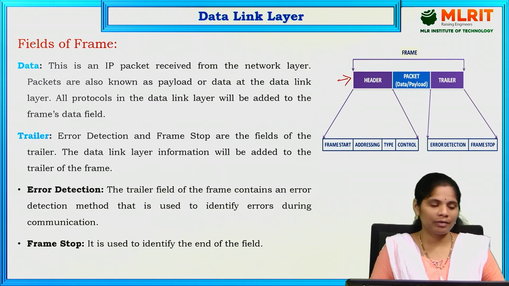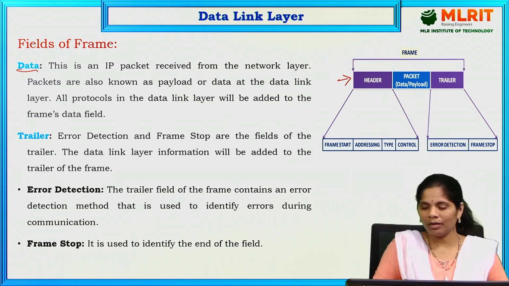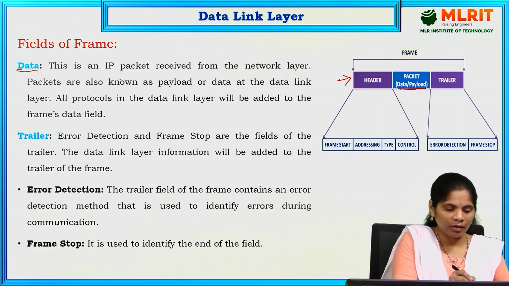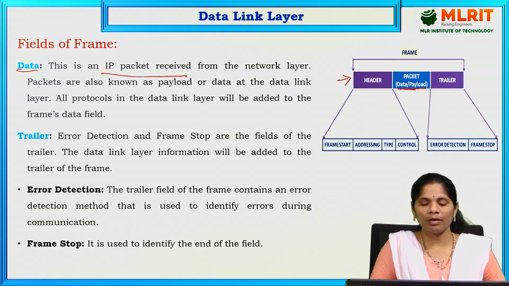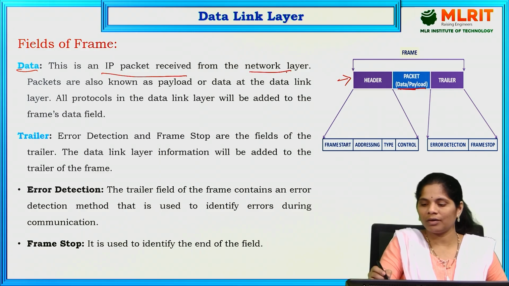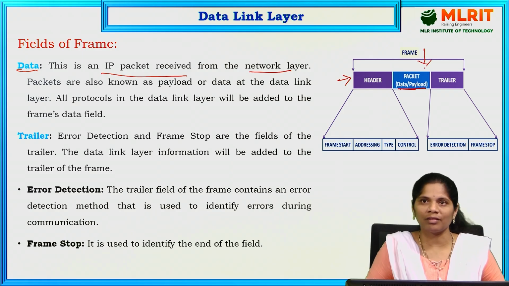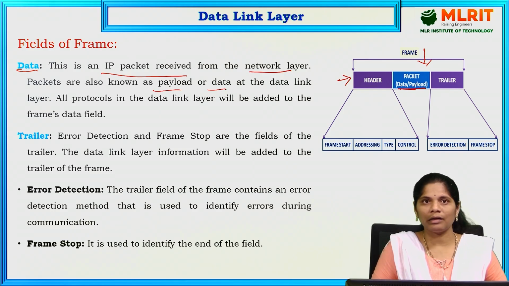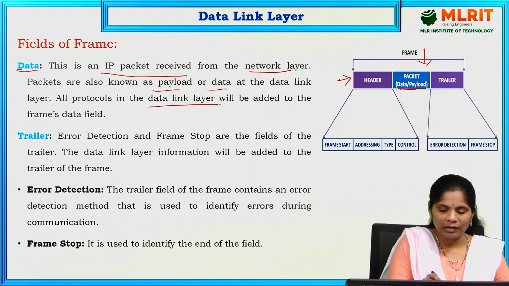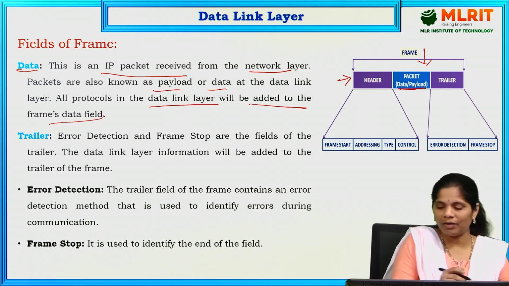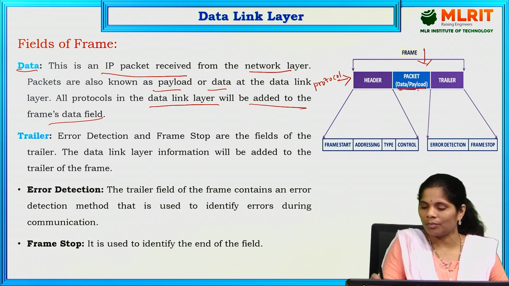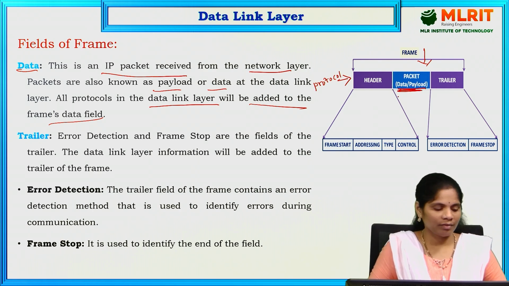And the next part is the data. Next field is nothing but the data field. This is nothing but the payload field or the packet field. This is an IP packet received from the network layer. Whatever data is received from the network layer is in the form of packets only. These are known as the payload or data field in the data link layer. All protocols in the data link layer will be added to the frame data field. Whatever protocols we are using in this particular data link, those come under the packet field. That is the data field.